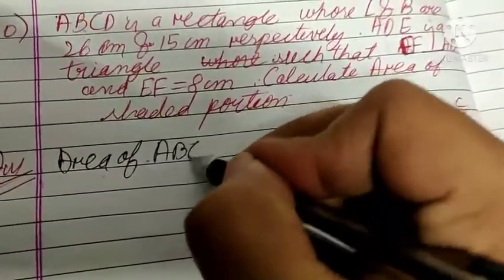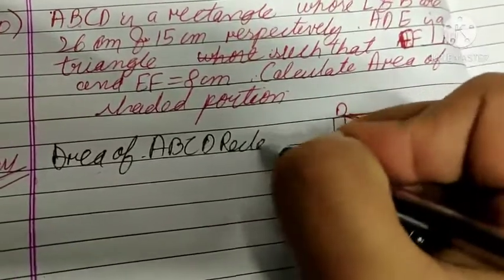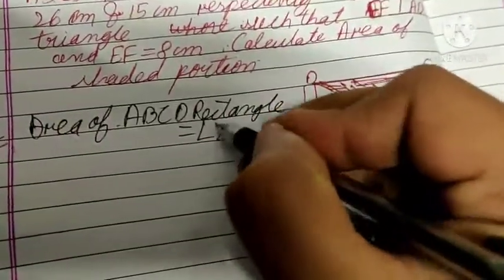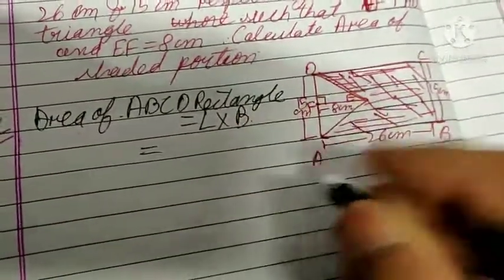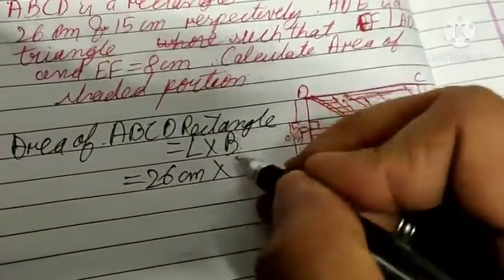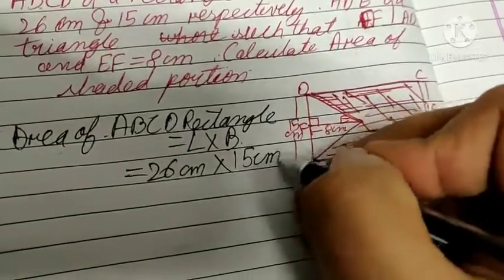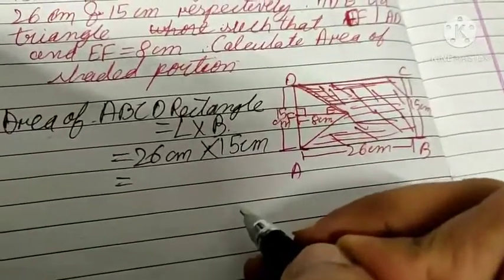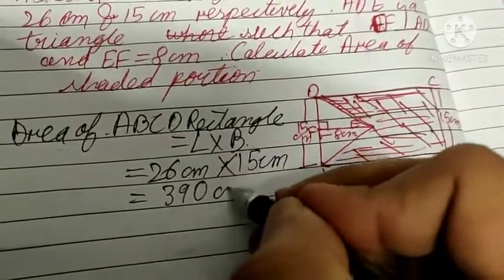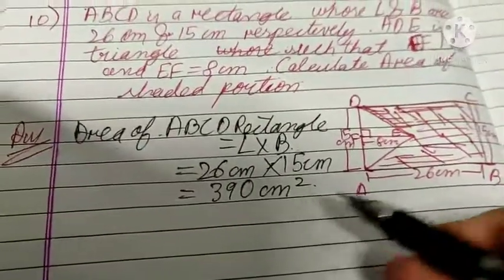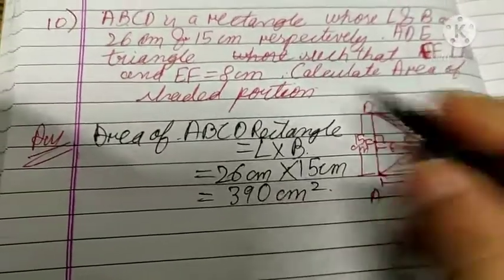Area of rectangle ABCD is equal to length into breadth. Here length is 26 centimeter and breadth is 15 centimeter. Okay, 26 into 15 is 390 centimeter square. So this is the area of the rectangle.